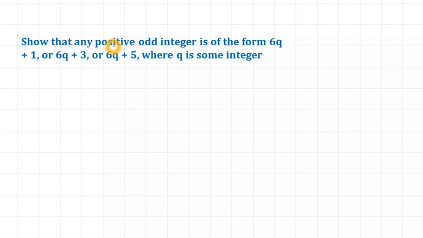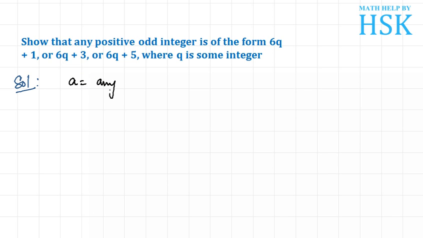In this question, we have to show that any positive odd integer is in the form of 6q plus 1 or 6q plus 3 or 6q plus 5, where q is some integer. Okay. Now, to prove this, we assume that a is equal to any positive integer, b is equal to 6.